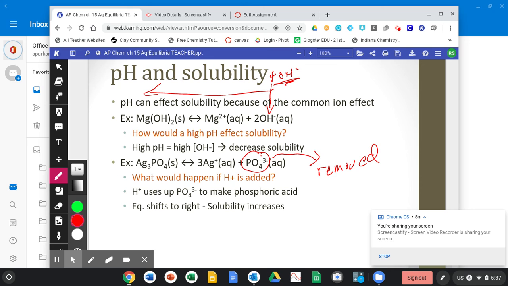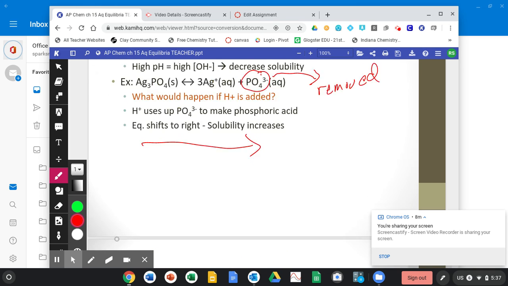Now it's talking about what if you have just a regular salt, and which one is the acid going to attack, or which one is the hydroxide going to attack? Well, the acid's going to attack the anion. I said that wrong the first time. The acid is going to attack the anion, that's the sense of removing it, because it's going to form phosphoric acid, and it's going to make it shift right to replace what was removed. So it's going to go right to replace what was removed there.